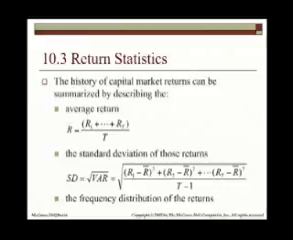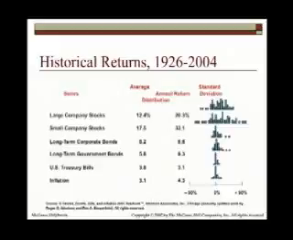They looked at a couple of statistics. The first is the average return, where they took the return for each year, added them together, and divided by the number of years. And the standard deviation, which we're going to have more to say about, is that kind of ugly-looking formula there. And this is what they discovered between 1926 and 2004. Large company stocks, for example, had an average return of 12.4% and a standard deviation of 20.3%.